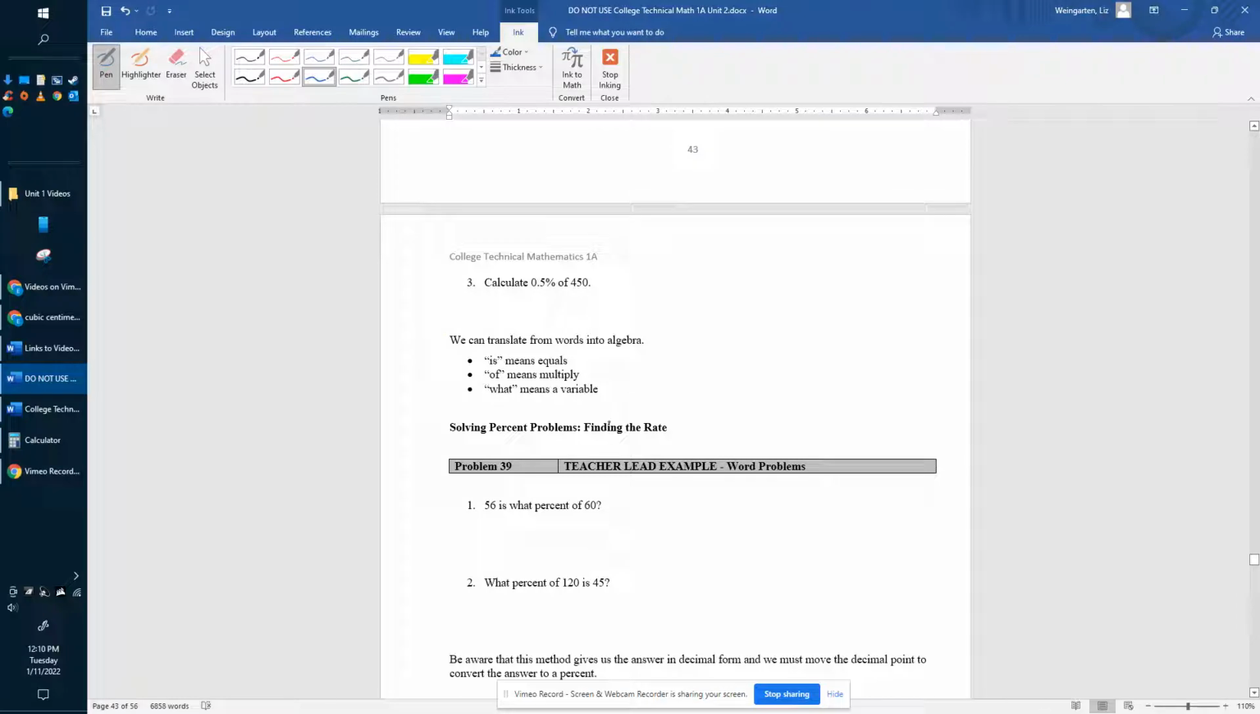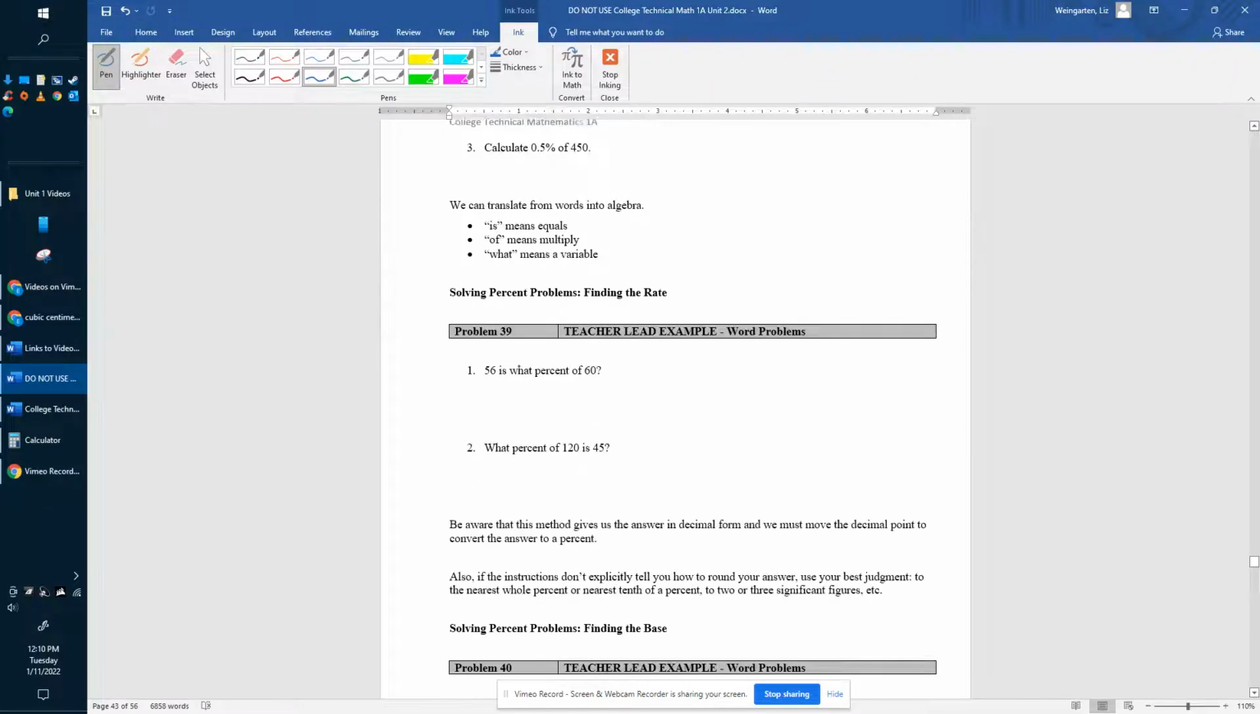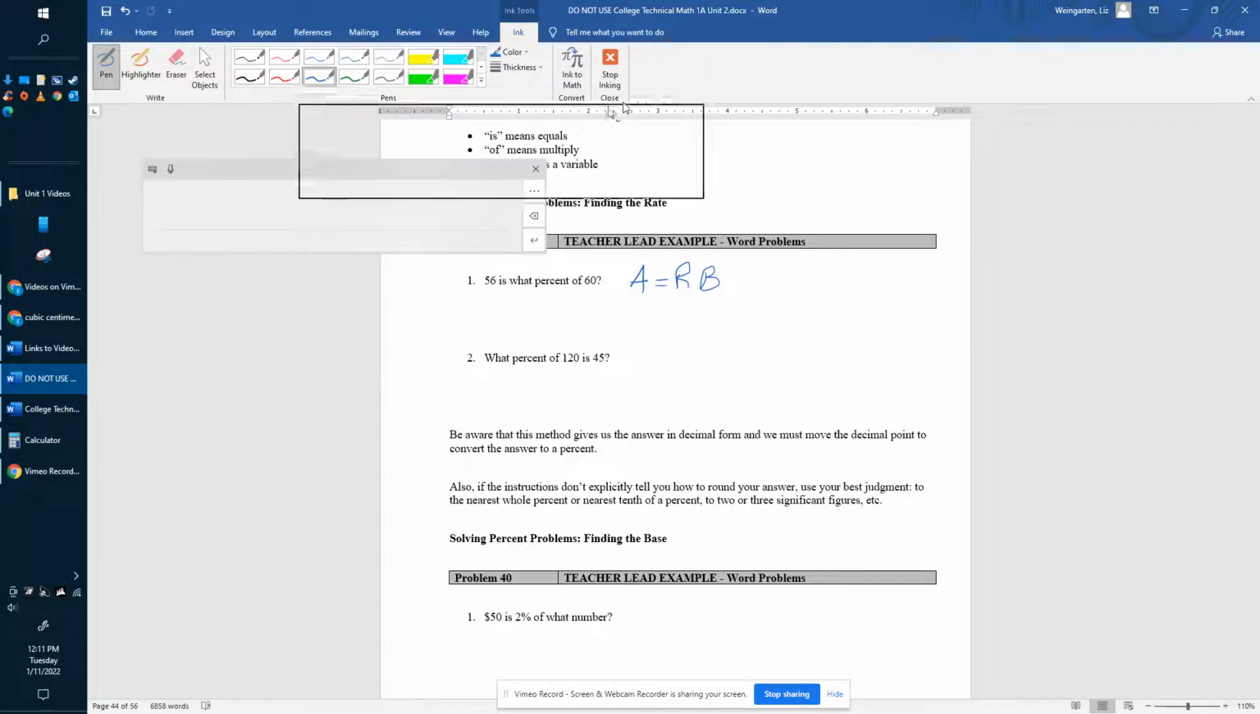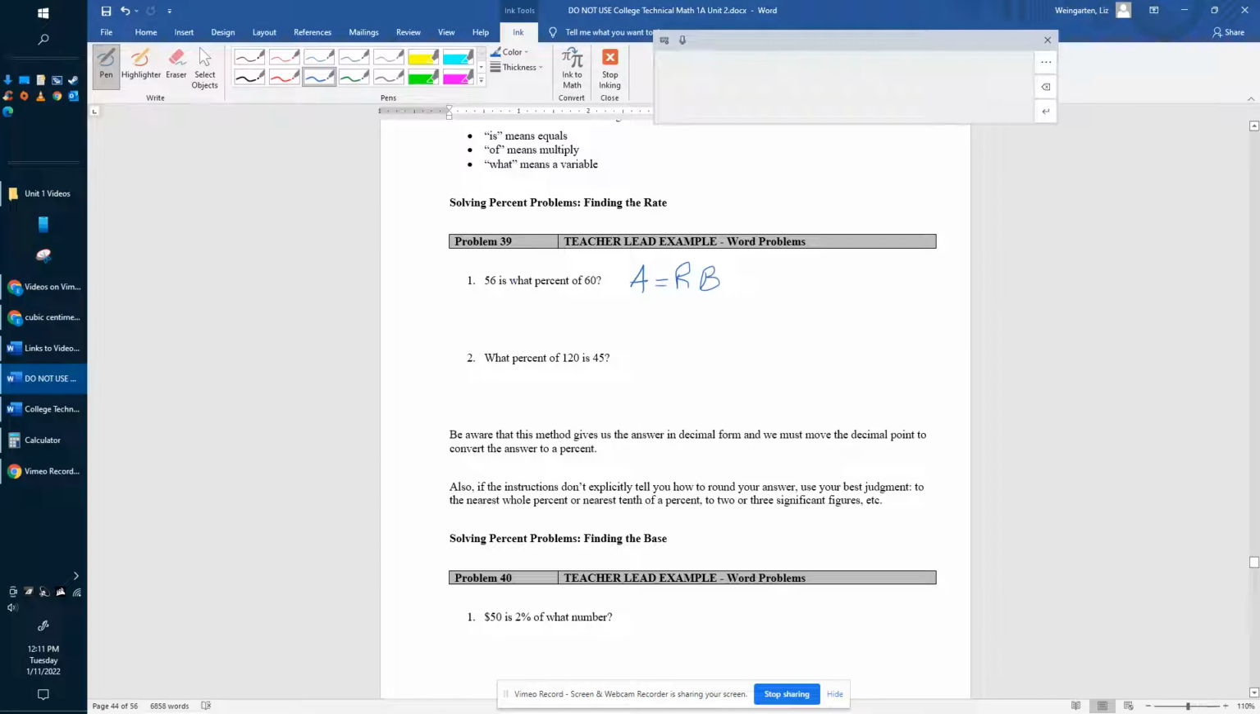Here's a reminder of what we can translate from words into algebra. Remember, is means equals, of means multiply, and what means a variable. All right, we are still working with A equals R times B, amount equals rate times base. Now we have different things to find out. We're going to try to find the rate.